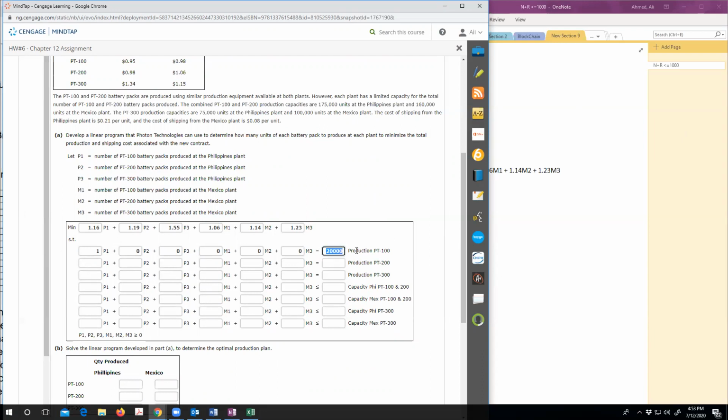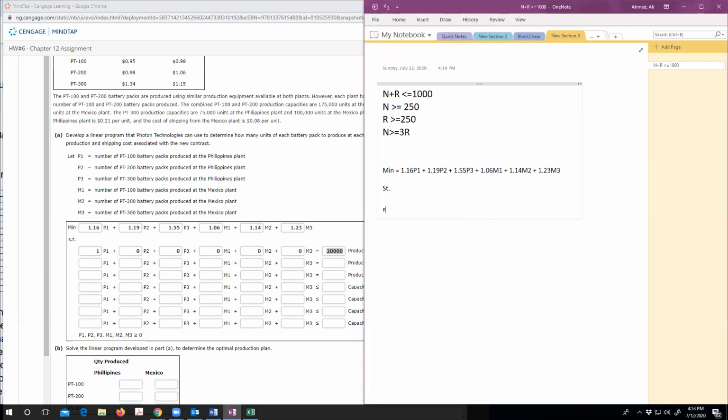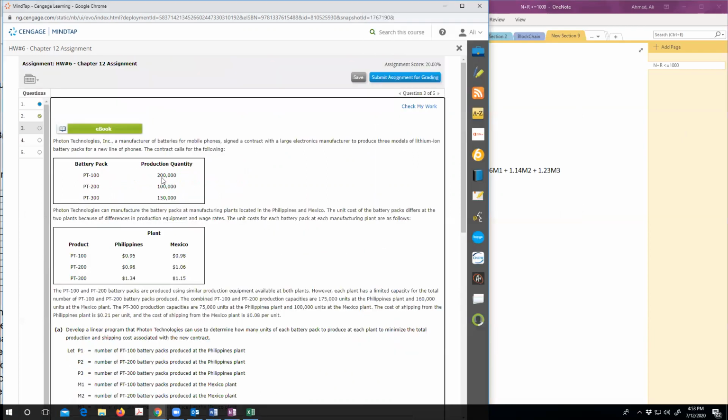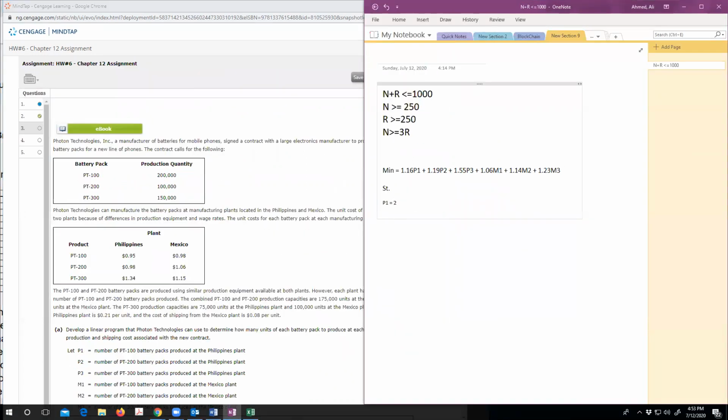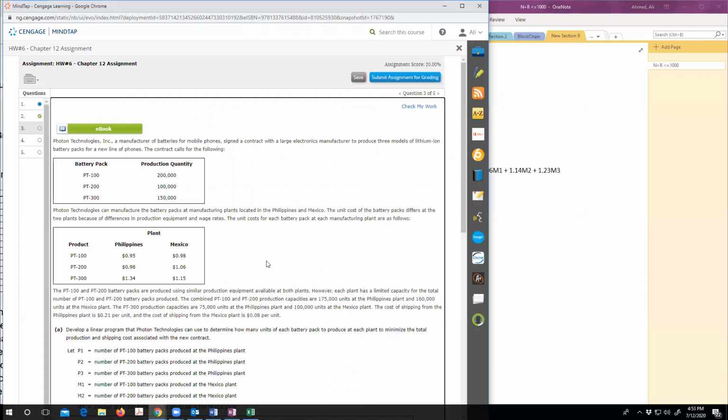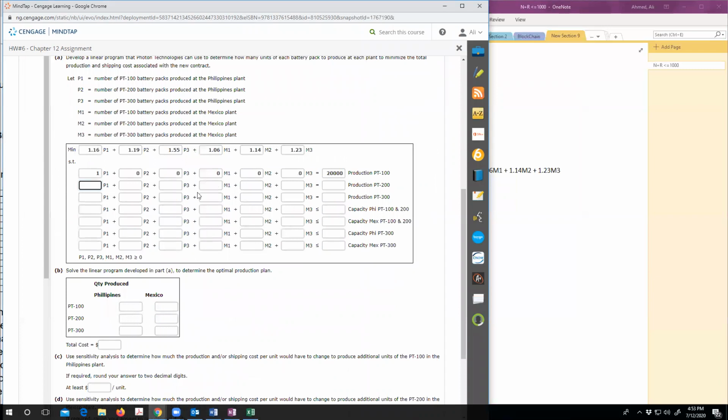So 200,000 of PT 100. If I make one of this and nothing else, I just need this one at least. So here, P1 is equal to 200,000. So we already know this. And similarly, P2 is equal to 100,000. P3 is equal to, we need this. We cannot go above or below. There is no point of making more than this or less than this. So these three constraints.